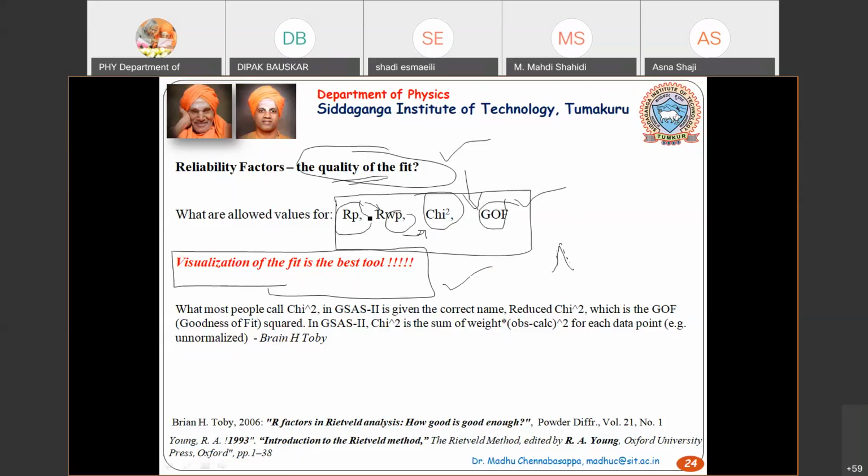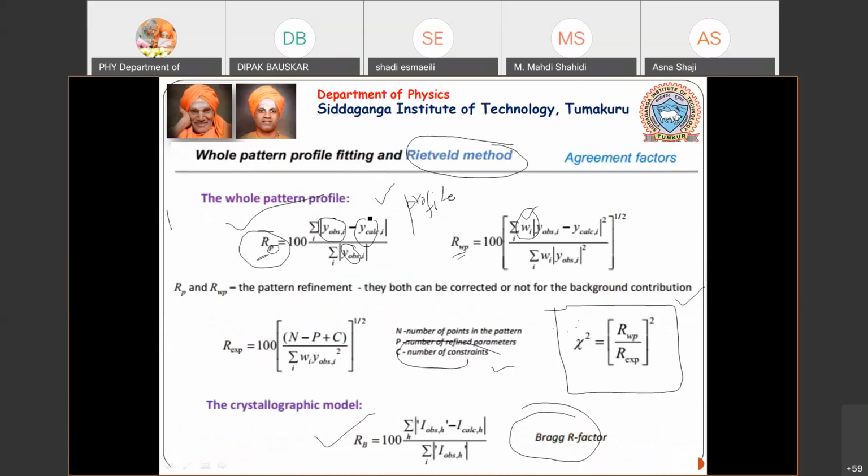It depends on a lot of factors, as we saw already. It depends on your profile. If your experimental data is not good, then you can never have very good RP. If you don't have very good RP, then your RWP will not be good. Same thing with your REXP. And when you come to chi-square, chi-square depends on RWP and REXP. So that is the reason.